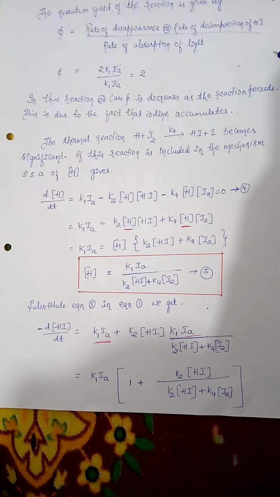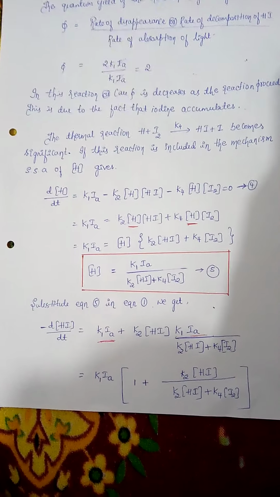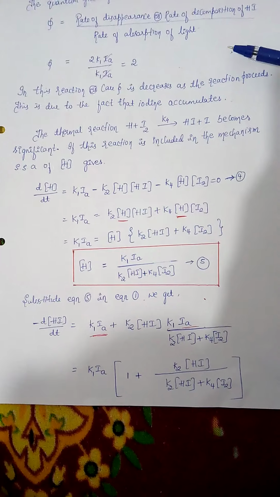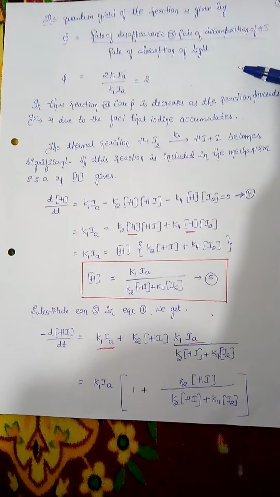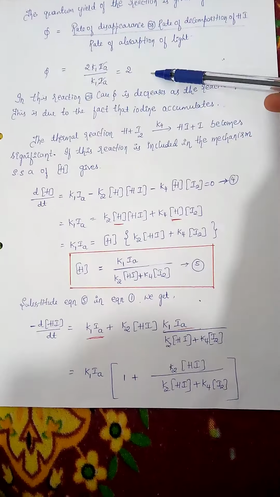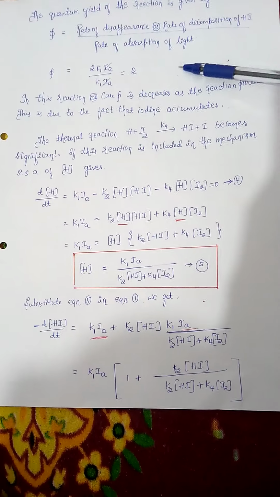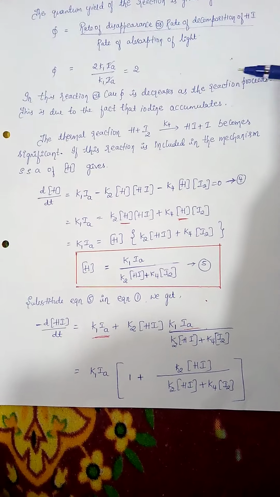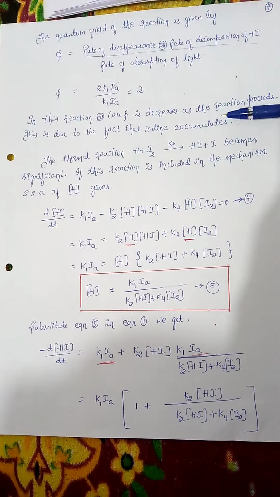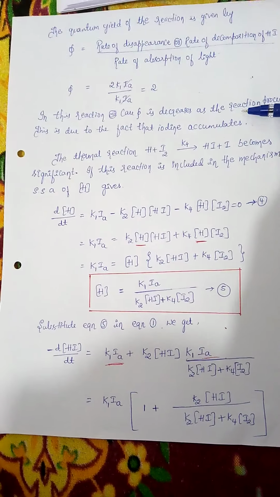I think in the previous video we already studied the kinetics of decomposition of hydrogen iodide. So if you see the decomposition of hydrogen iodide, here the quantum yield is about 2. So that is phi is equal to 2. The quantum yield decreases as the reaction proceeds. This is due to the accumulation of iodine.